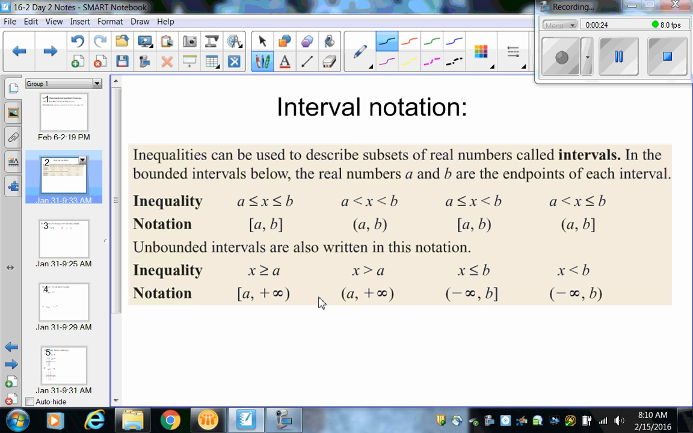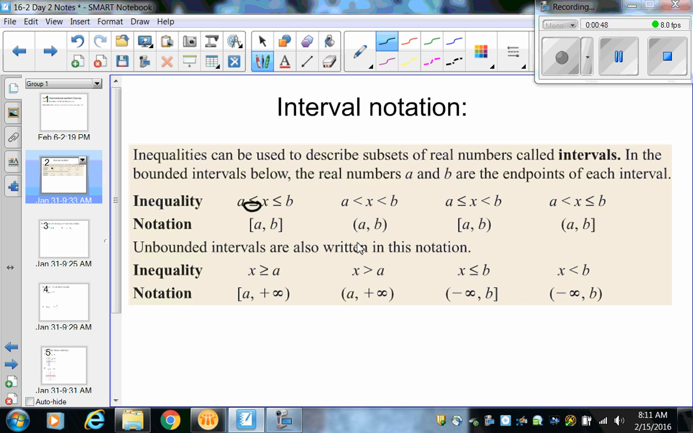In this section, we're going to be writing our answers using interval notation. So if you have one number is less than or equal to x, is less than or equal to another number, then because there's an equal sign here, you have a bracket. If there's not an equal sign, then it's a parenthesis.